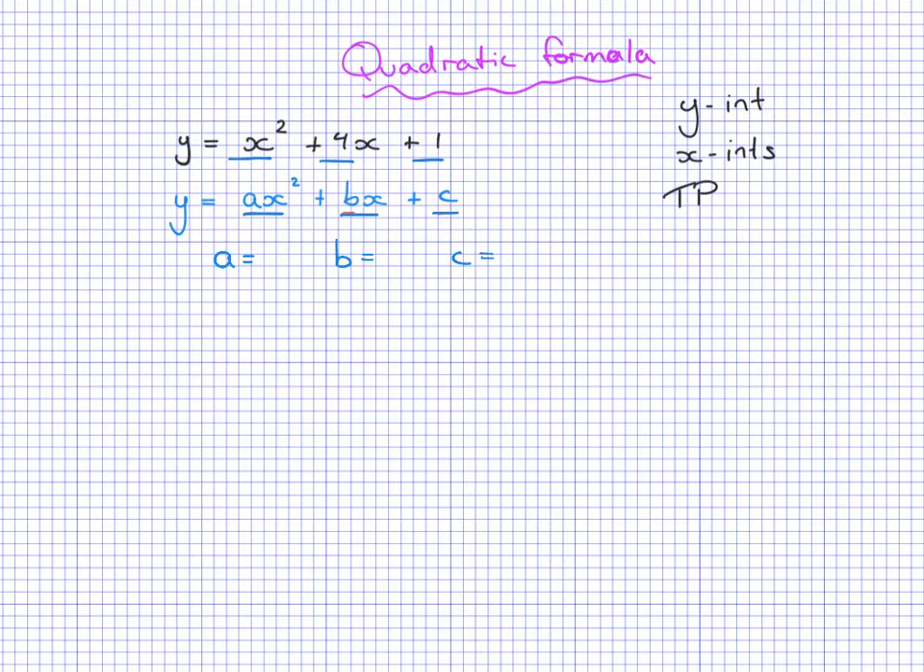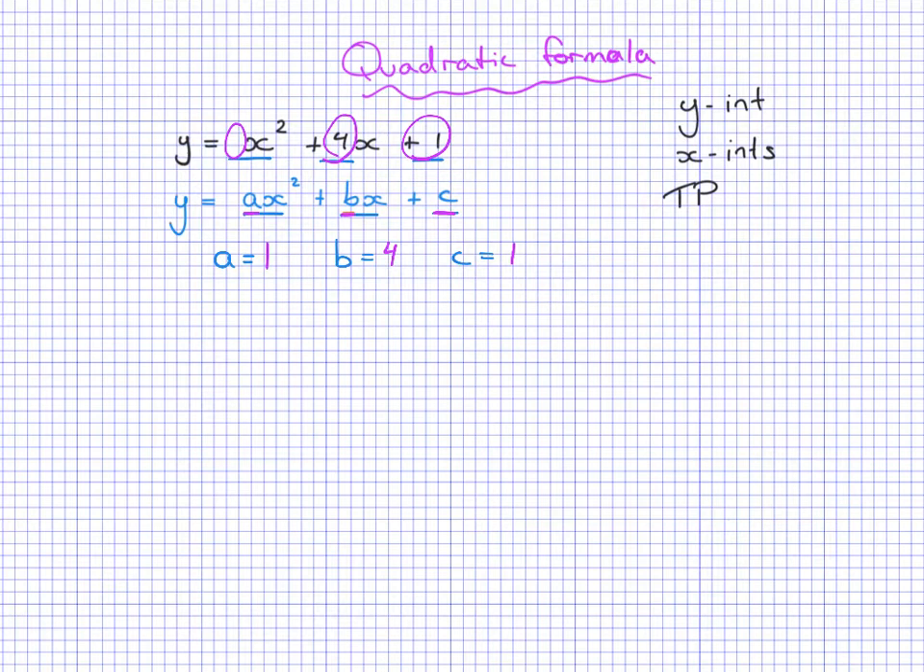So we can see from general form that a is always the coefficient of x squared. So in this case here, there's a. If nothing is written, we know it's 1. b is the coefficient of x, and so b is 4, and c is always the constant, and in this case c is 1. Okay, so your first step is always to write down what a equals, what b equals, and what c equals.